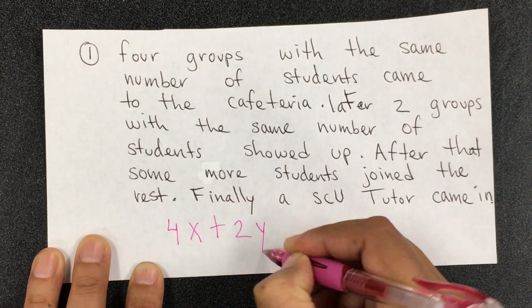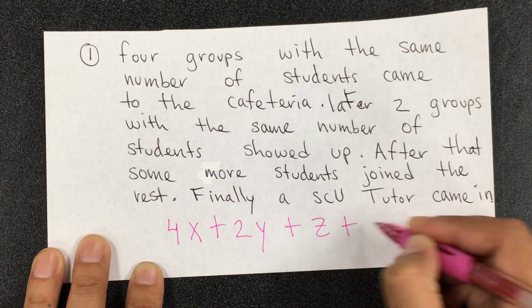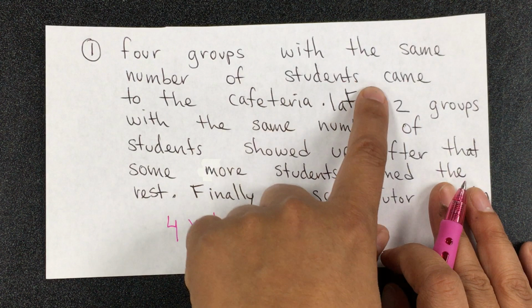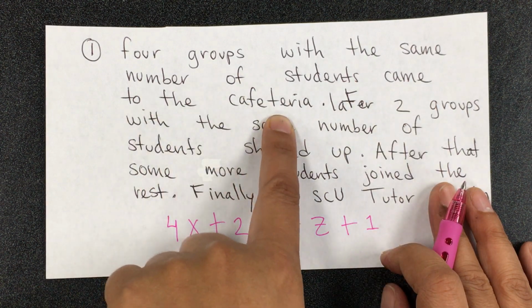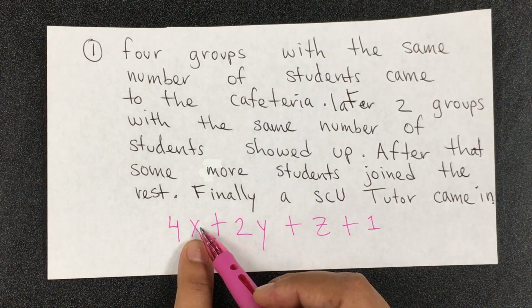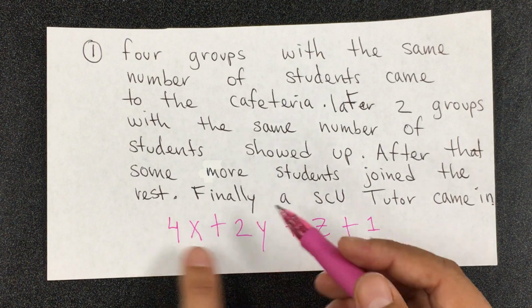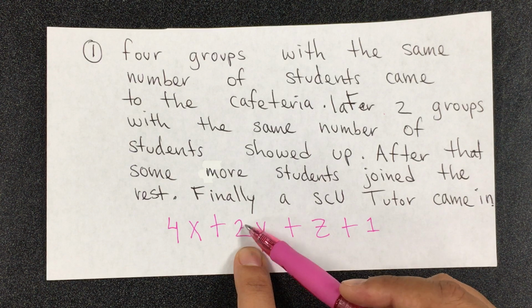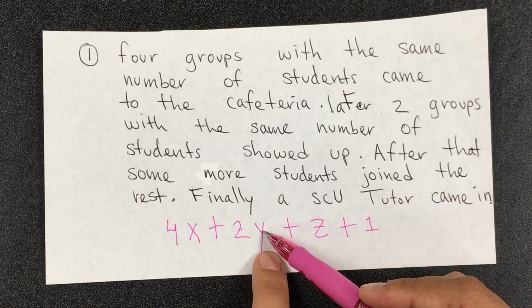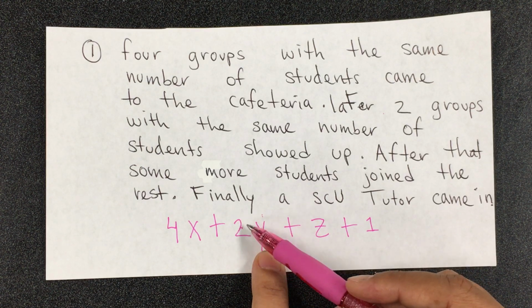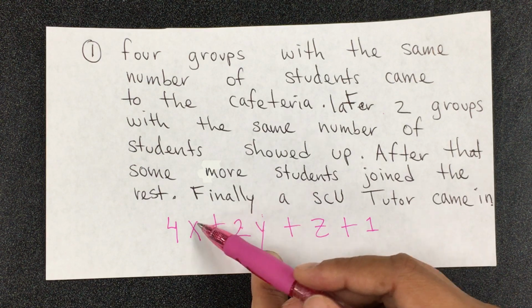4x plus 2y plus z plus 1. 4 groups with the same number of students came to the cafeteria. So this represents the 4 groups, and this represents the number of students in each group. We don't know how many there are, and we would multiply to know. Later, two groups with the same number of students showed up, and this refers to the 2 groups, okay? They have the same number, but it will be different from this one.